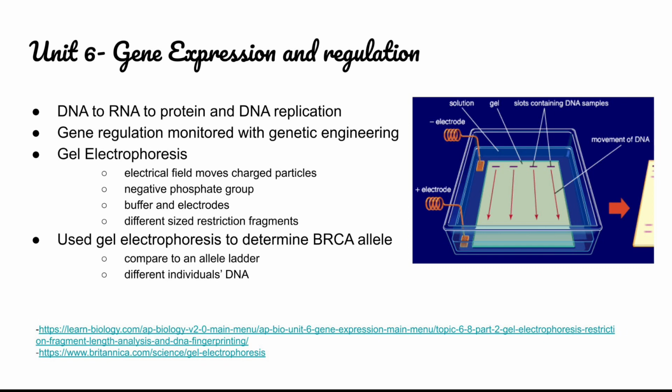And because we cut these pieces of DNA into different fragments, the larger ones will take longer to reach compared to the shorter ones that will move faster. And that's how you can see which fragments are in the batch of DNA that you're running through the gel electrophoresis. In our lab, we use this to determine who had the BRCA allele, so we know which allele is the BRCA allele and who had them. And we compare that to an allele ladder, which is kind of like a key of all the alleles that are there.